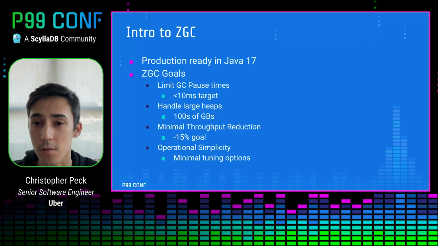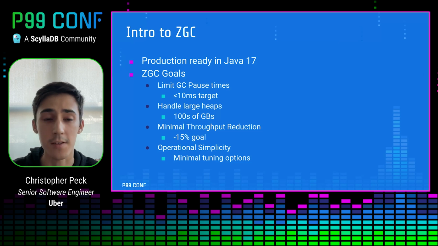to handle large heaps, which is pretty typical at Uber. I think host memory is still growing year over year, so it makes sense to be able to handle these very large machines. There should be a minimal throughput reduction. So I think they had a 15% or minus 15% goal compared to G1. But one of the things we noticed was you could spend a lot of CPU to hit this goal. And then another minor thing is operational simplicity. Not having to tune GC when there's different workloads running is very, very helpful for us.